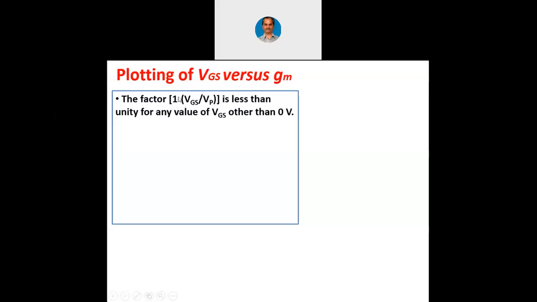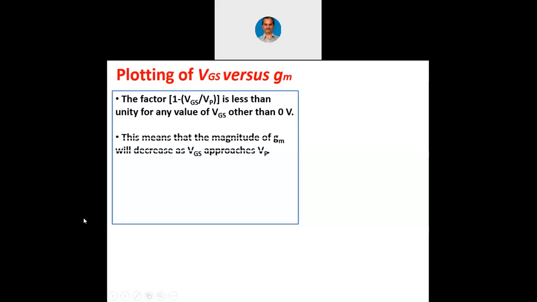So, when will this factor be unity? Only when VGS is 0. When VGS is 0, the right hand side term is going to be 0, so the whole factor 1 minus VGS by Vp is going to be unity. Otherwise, it is less than unity. Now, let us see how it has an implication in our analysis.